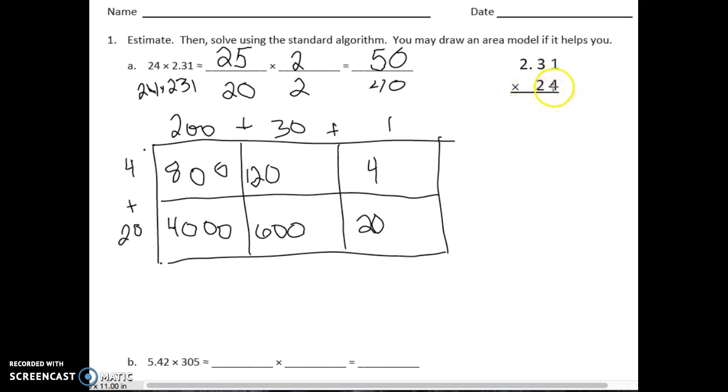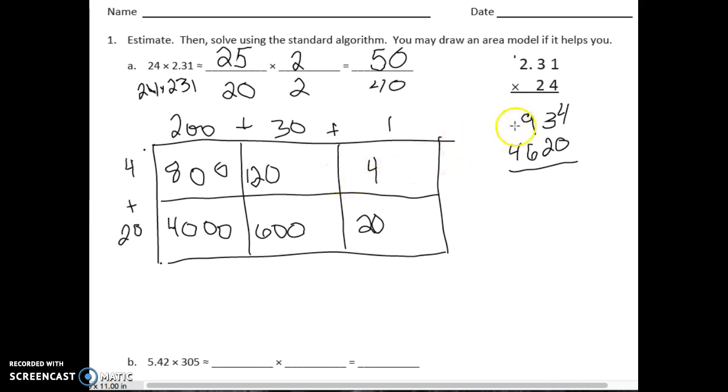Now let's do this one. We go 4 times 1 is 4. 4 times 3 is 12. We carry our 1. 4 times 2 is 8. Plus 1 gives us a 9. And now because we're going 20 times 1, we know it's going to be 20. That's our 0 that we've been talking about. 2 times 3, 6. 2 times 2, 4. Let's add the top. 800 plus 100 is 900. And then we've got 24.